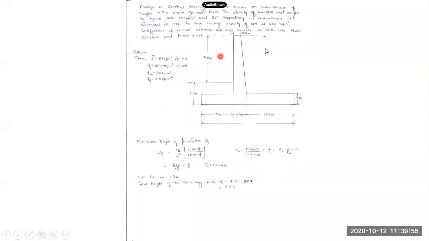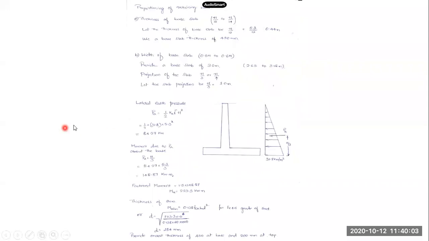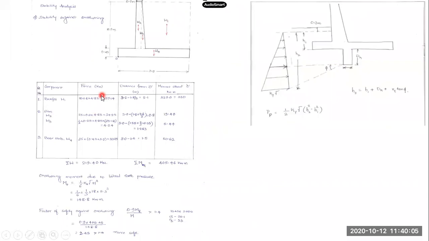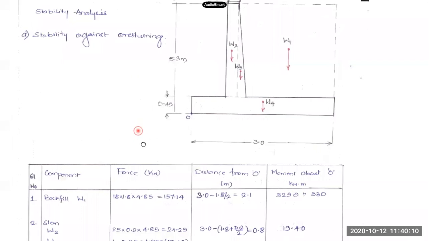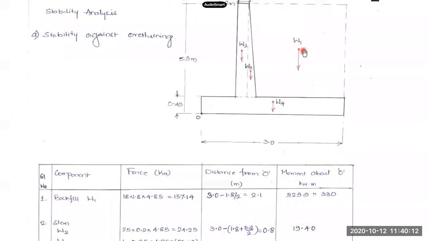Okay, so let us just see this. This was the calculation for stability. We have taken the weight components of this retaining wall. We have taken the backfill weight, and the weight of the entire retaining wall will be there. In that you have the components of stem, toe slab and the heel slab, okay? So these will be the weights coming across.